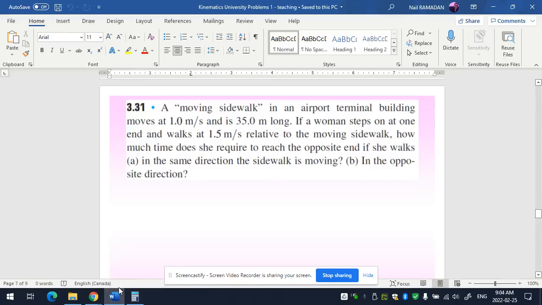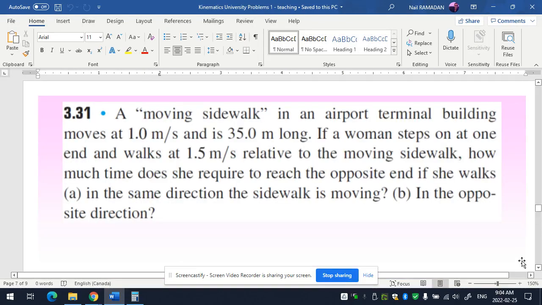Okay, question 1. A moving sidewalk in an airport terminal building moves at 1 meter per second and is 35 meters long. Okay, so everyone, question: who do you think sees it move at 1 meter per second?